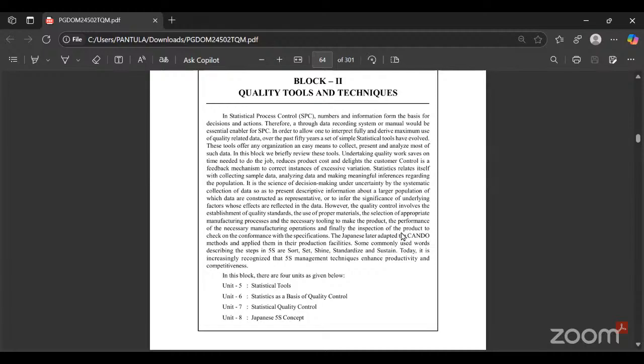But in our external examination, it is not there, because most of the students belong to a non-mathematics background or commerce background, and they have not studied statistics. But in this paper, yes, of course, stats is also there in this block. Statistical process control uses numbers and information about the basic decisions and actions, through a data recording system, which is essential for enabling statistical process control, in order to allow maximum use of quality-related information.